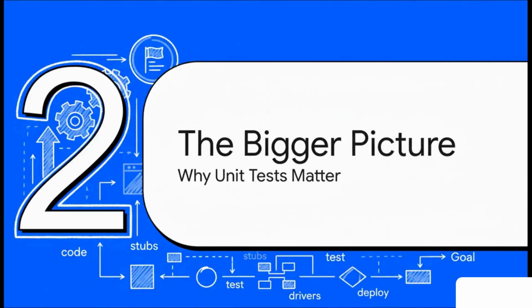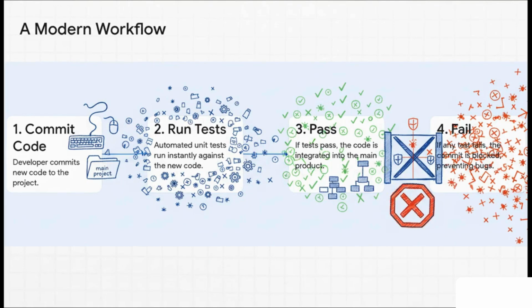Okay, so why does any of this actually matter? It sounds like a lot of extra work, right? Let's zoom out and take a look at the bigger picture to see why this is so important in modern software development. You see, in the modern world of software, everything is about speed and automation. Unit tests are the absolute foundation of that. The whole process is automated. A developer commits some new code, and instantly an automated system runs all the unit tests. If everything passes, great, the code gets integrated. But if even one little test fails, the whole thing's blocked. It acts like a security guard, preventing bad code from ever getting into the main project.